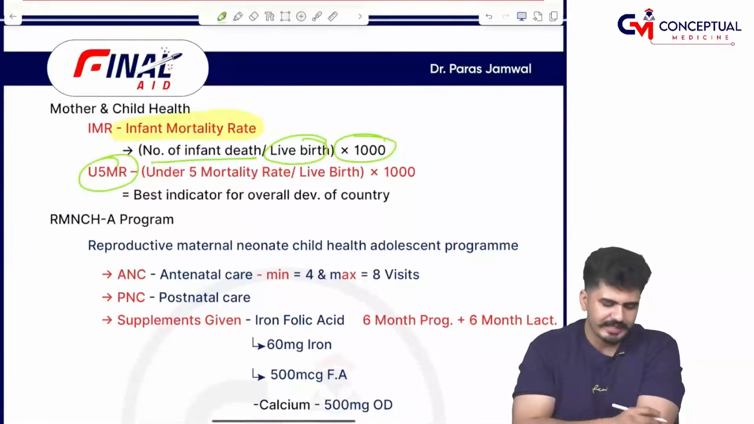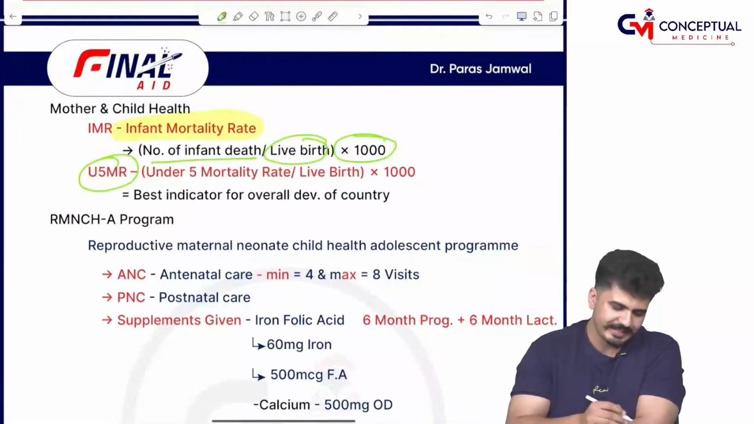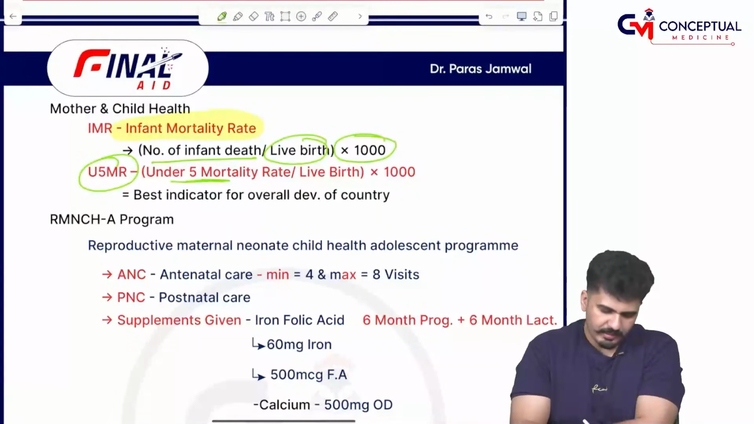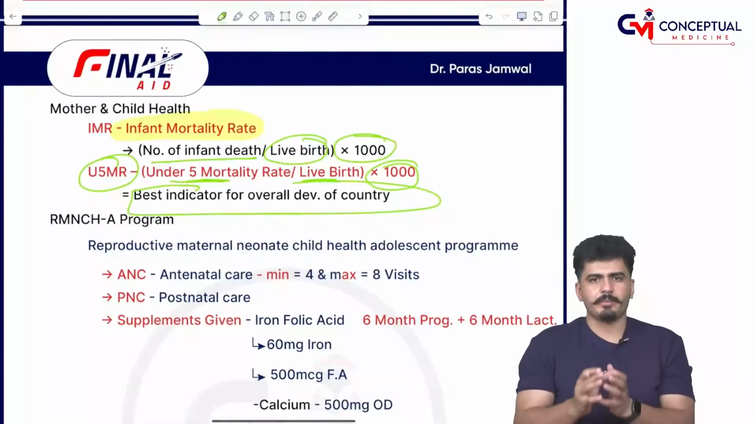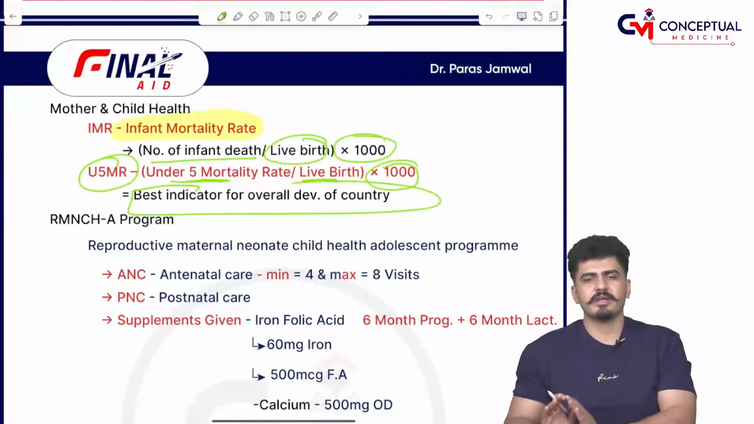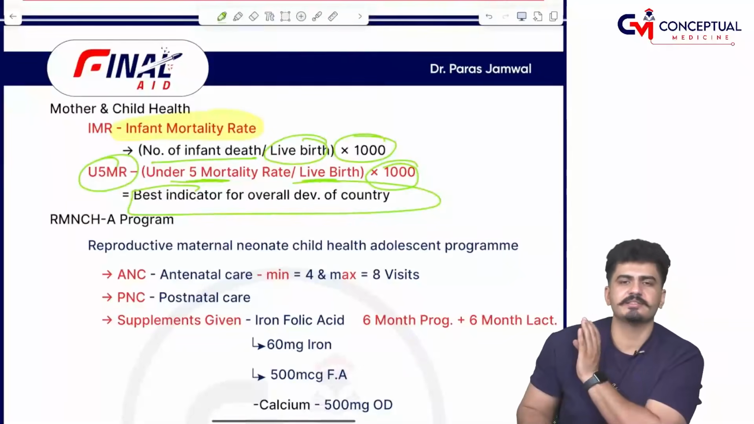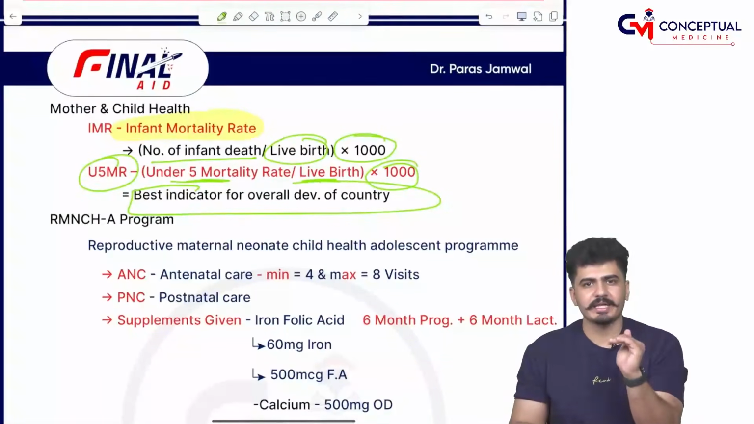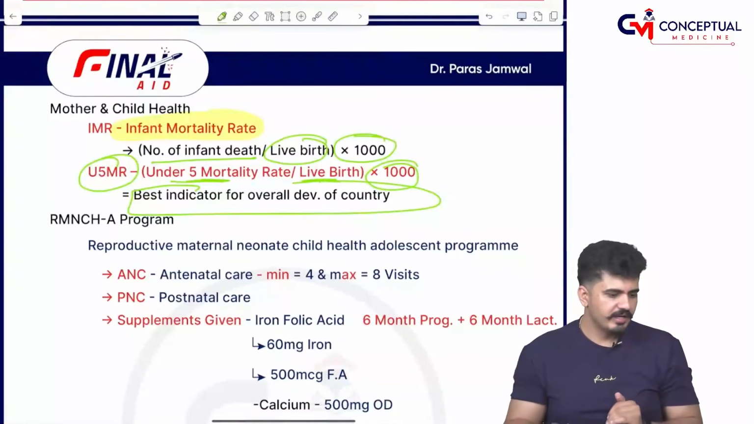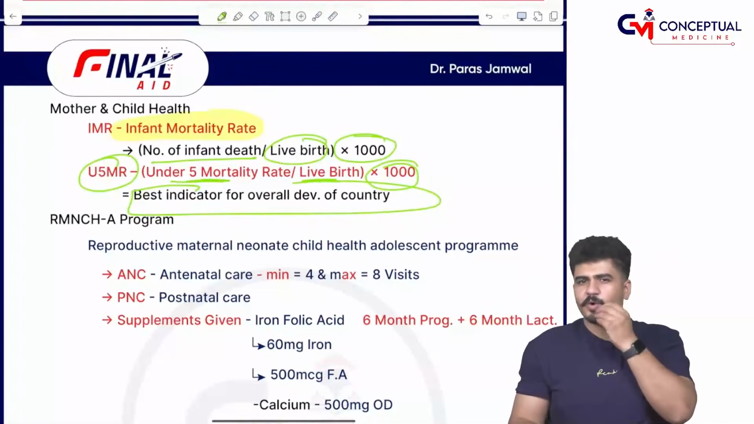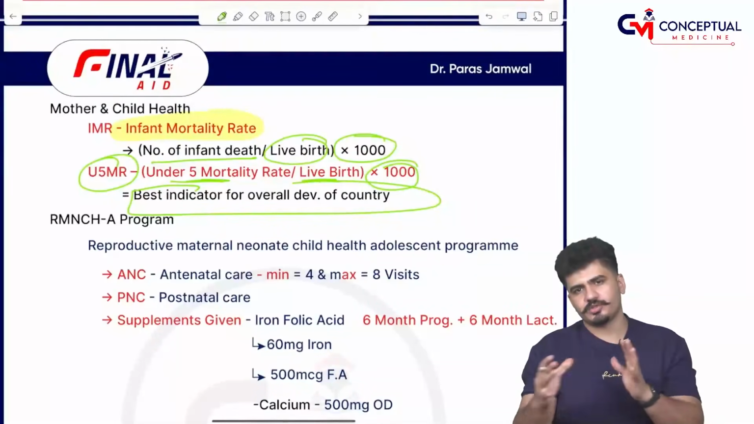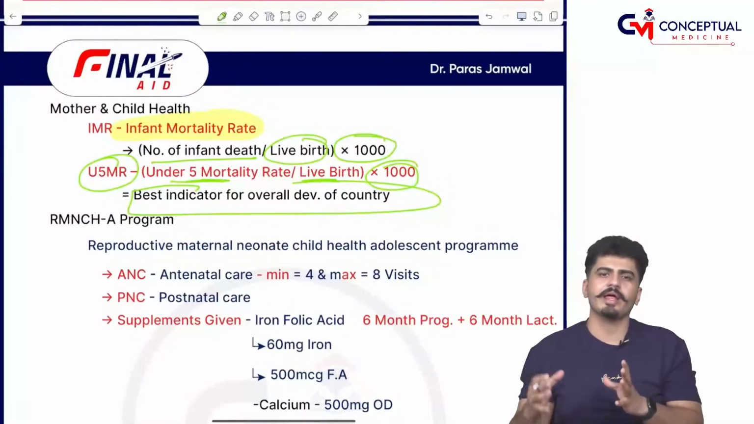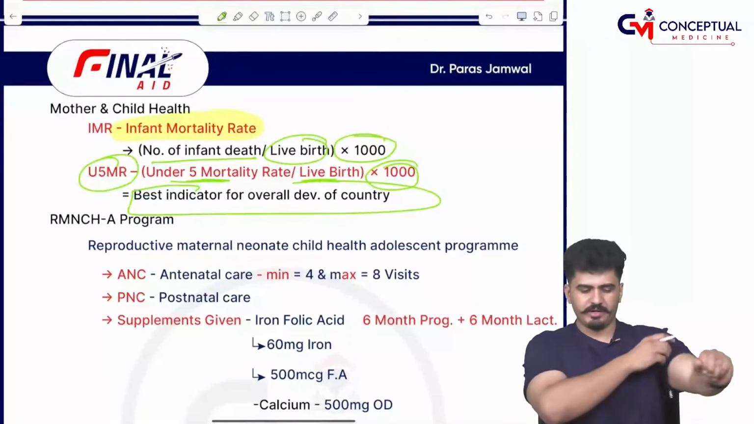Now under 5 mortality rate is under 5 deaths upon live births into 1000. It is the best indicator for overall development of a country. A country's development is defined by the death of children. If you have to talk about any country's healthcare system, you will check how many children are dying under 5 years of age. If the country has a low mortality rate in that age group, that means the healthcare system is very good and the country is a developed country.